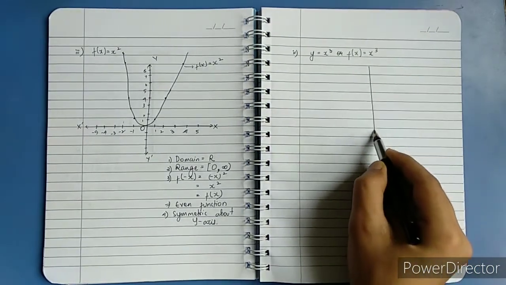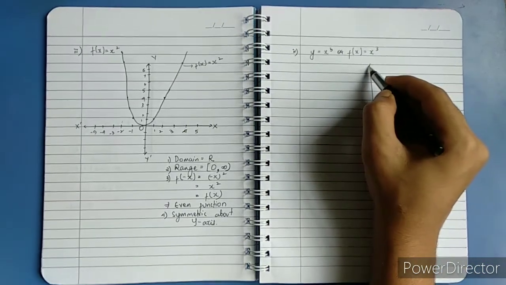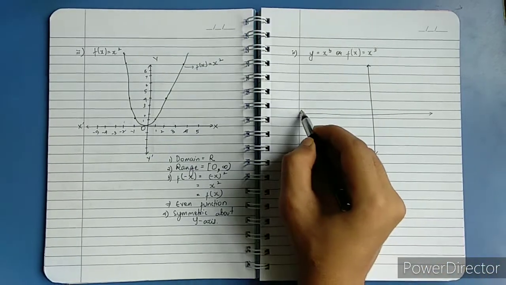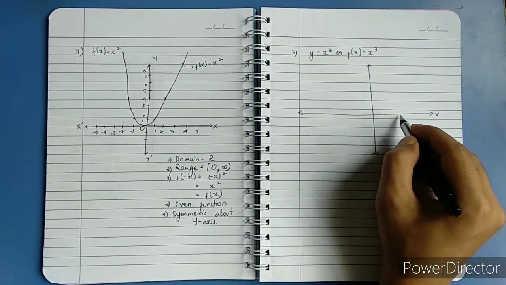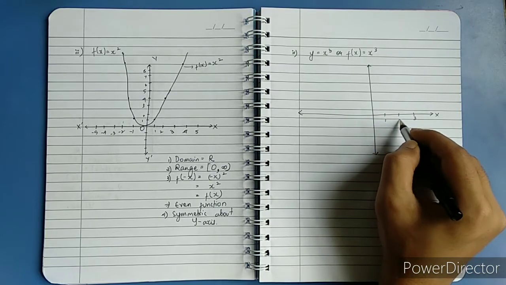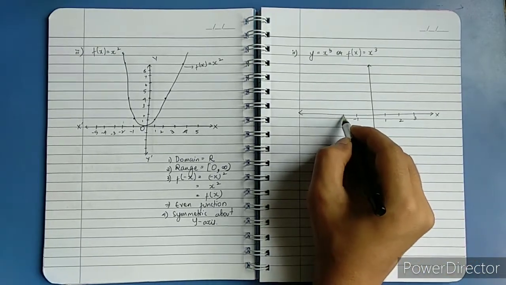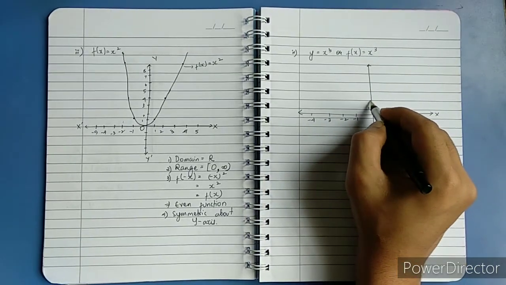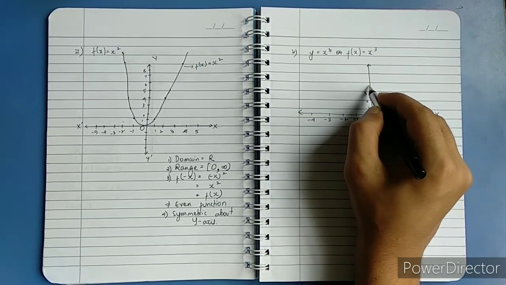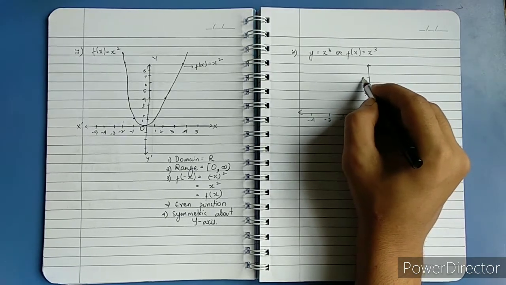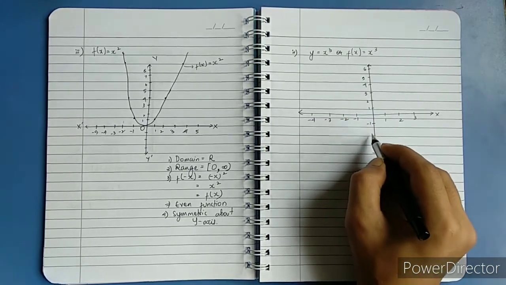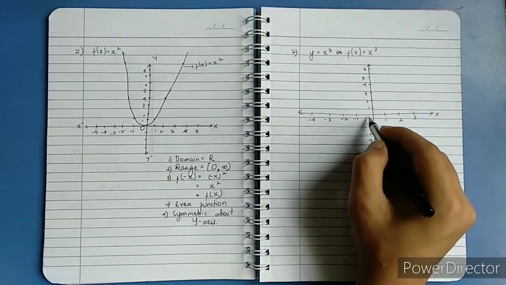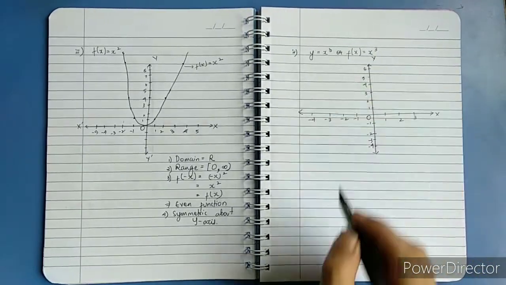So we have the x-axis, y-axis, with marks 1, 2, 3, minus 1, minus 2, minus 3, minus 4, and so on, with the origin in the middle, this is our x-axis, this is our y-axis.